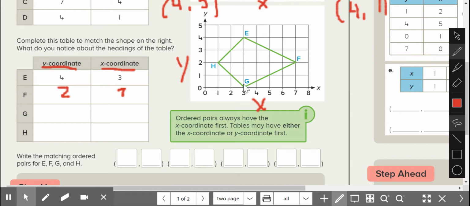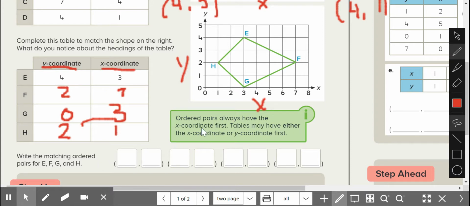G, right here, we've got a different, well, it's still a number that we're going to write. So G happens to be at the 0. So it's at that x-axis, actually. And then the x coordinate, though, is 3. It stops at 0 and 3, and then H here is up to 2 on the y-coordinate, and then 1 across. Write the matching ordered pairs for E, F, G, and H.